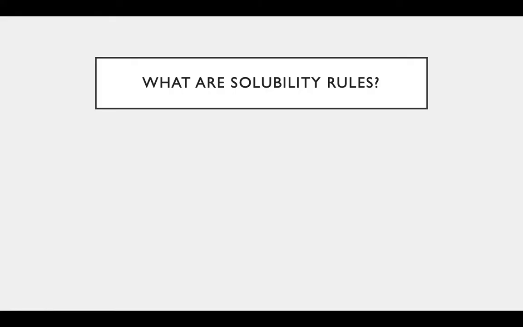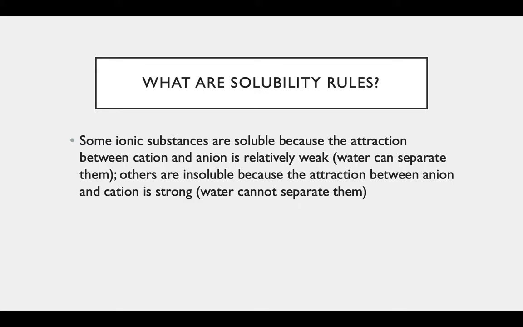About solubility rules. So what are solubility rules? Well, we understand that not all ionic substances will dissolve. Some ionic substances will dissolve, they're called soluble, because they have a weak attraction between anion and cation. Since there's a weak attraction between the positive and negative in that ionic compound, water is able to separate them. So water is able to pull apart the positive and negative ions.